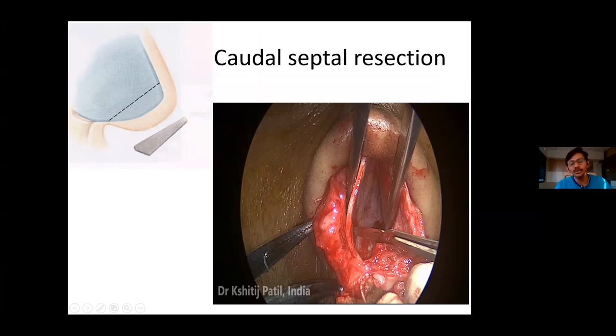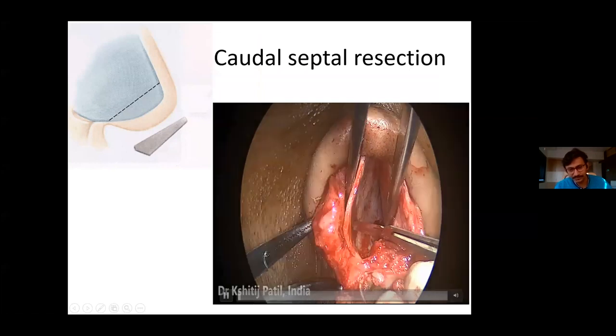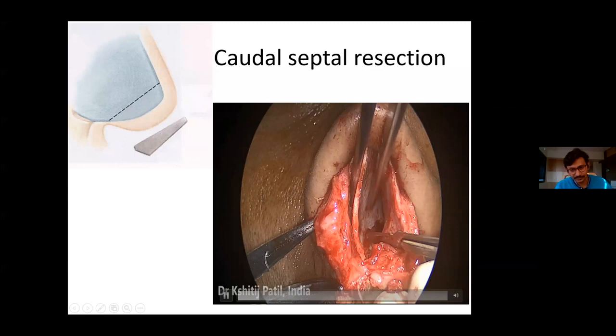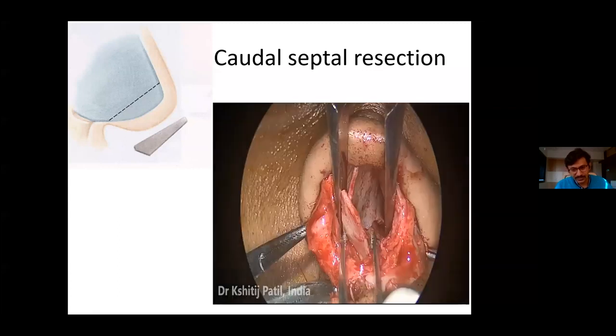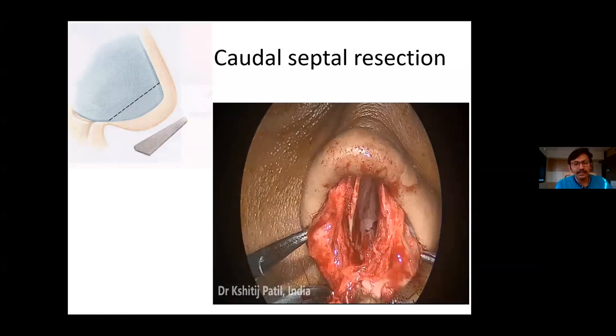Sometimes you may have to do a caudal septal resection. So this is just a small video of caudal septal resection. Depending upon each and every case, you may resect about 2 to 4 millimeters. Now, okay, coming to this gentleman, he had a Pinocchio nose, a very large nose, and he also had a breathing difficulty. He was teased in his village, so he came to us and we accepted him for the surgery.